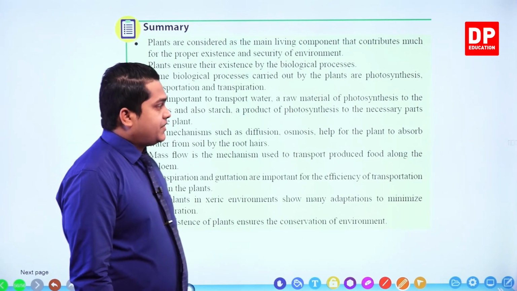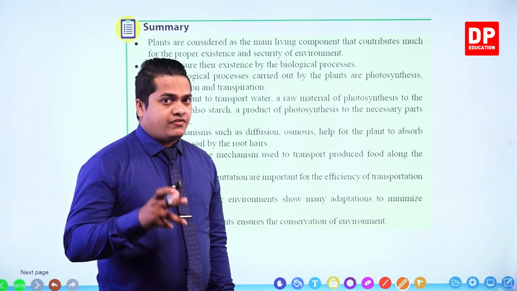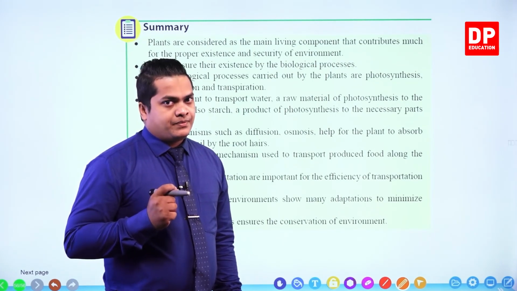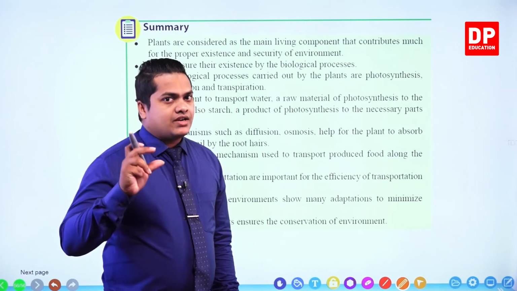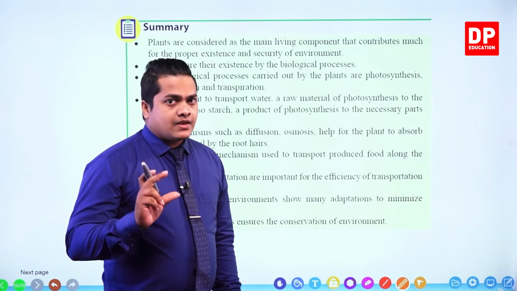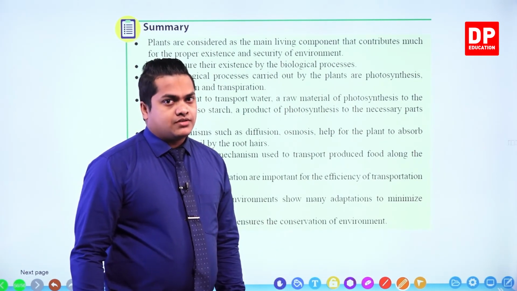Under transportation we discussed diffusion, mass flow, and osmosis, and then transpiration and guttation. So these are several methods, or biological processes, of plants.